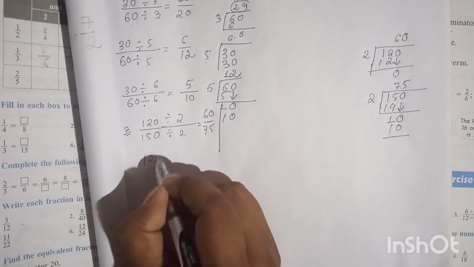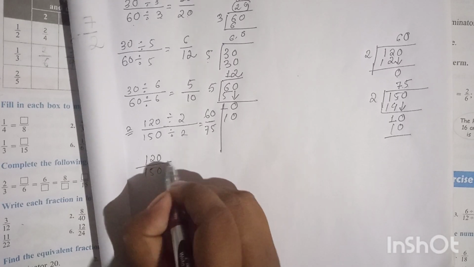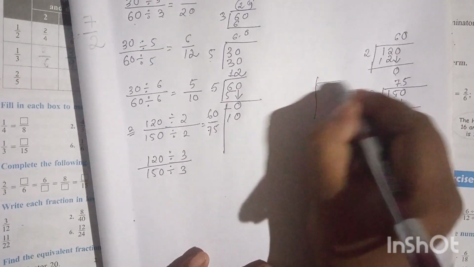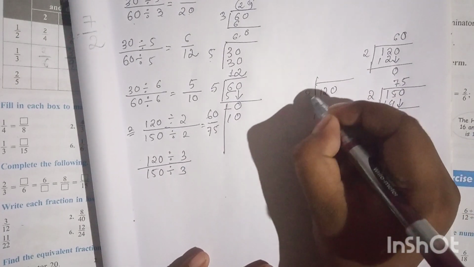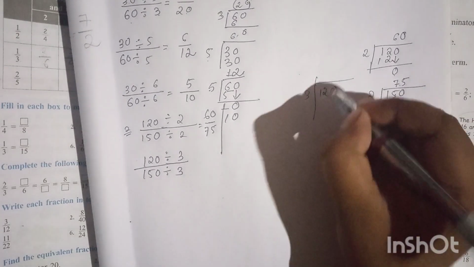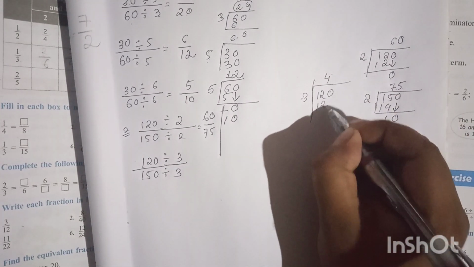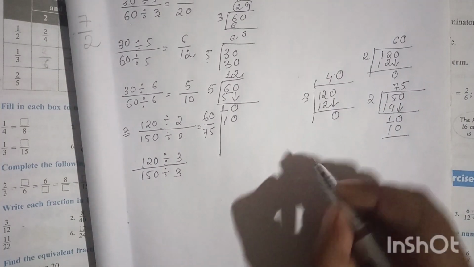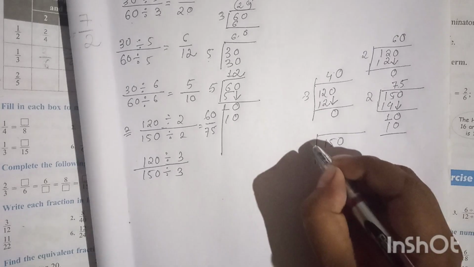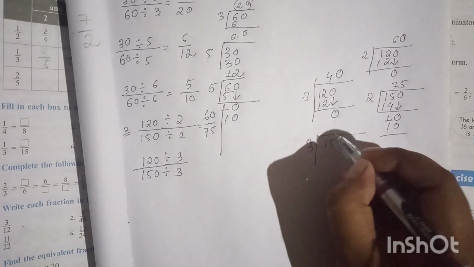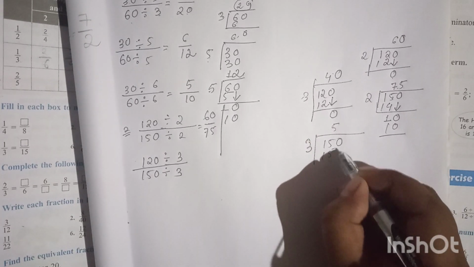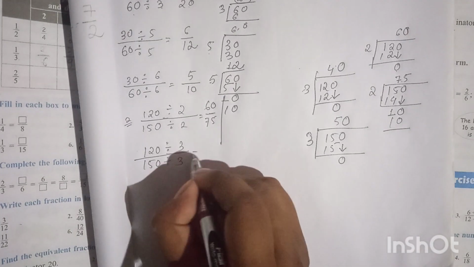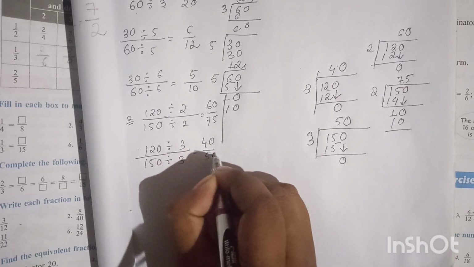Next, 120 by 150 divided by 3. Let us divide 120 by 3. We know that 3 4s are 12. This 0 comes down, it will go up. 40. Now 150 by 3. 3 5s are 15. This 0 comes down and we will put it up. So your answer is 40 by 50.